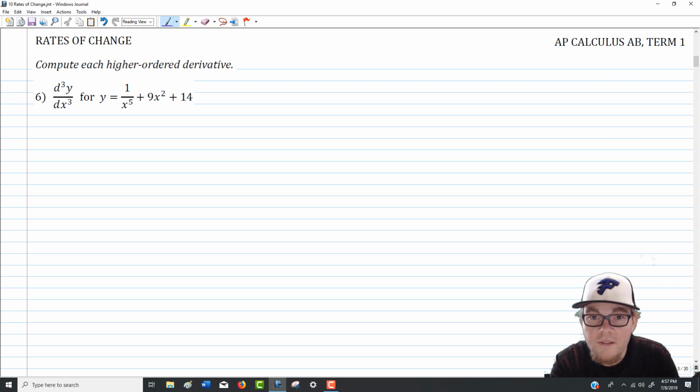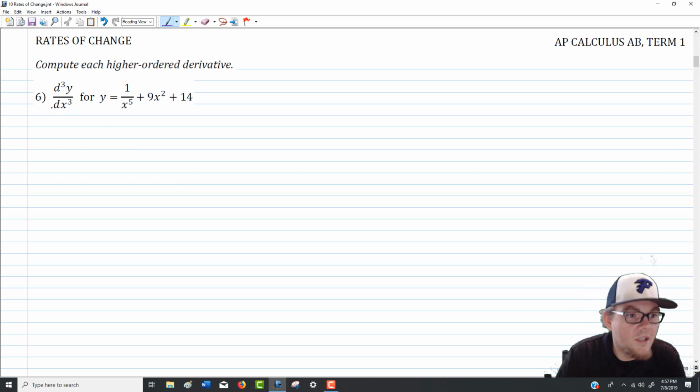So in this case, there's 2 pieces here. The first thing to note is that they tell us which derivative we want based on this first piece in this question. So this one says d3y over dx cubed. That's the same thing as saying they want the third derivative.